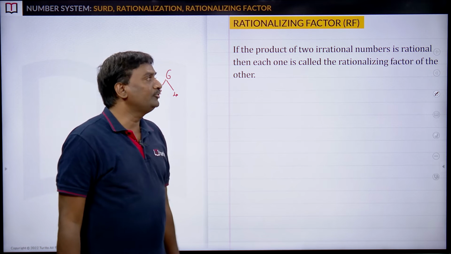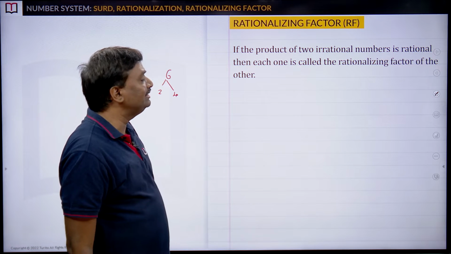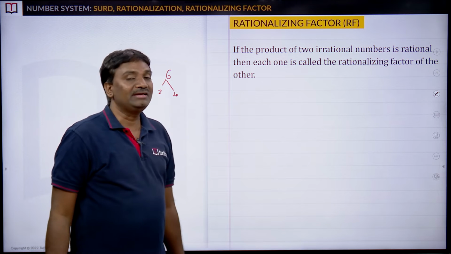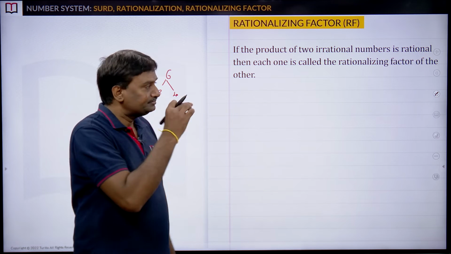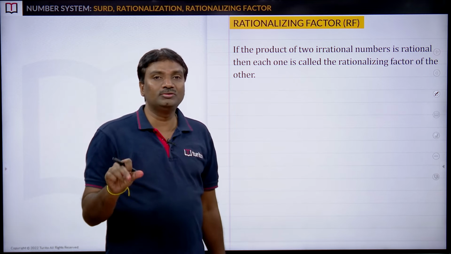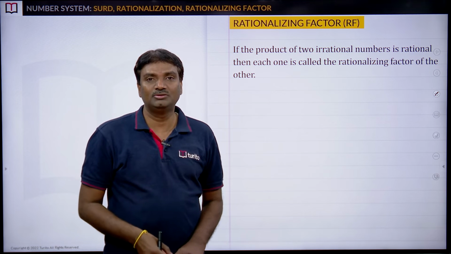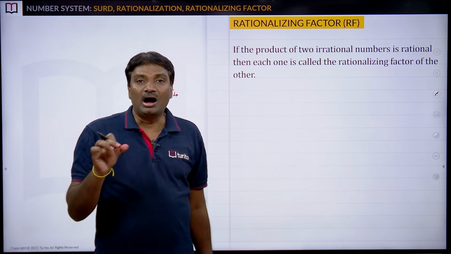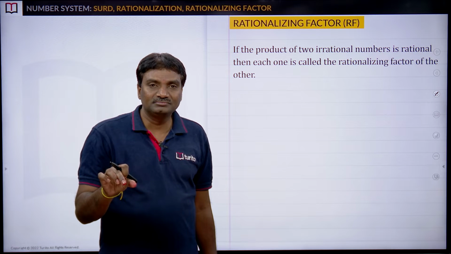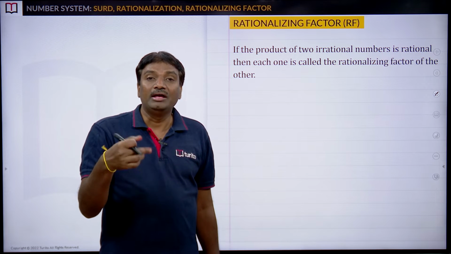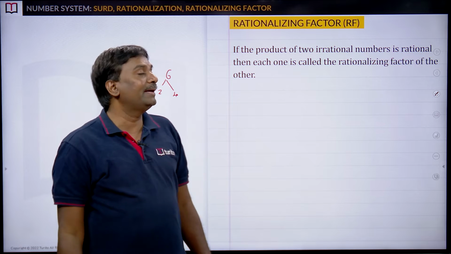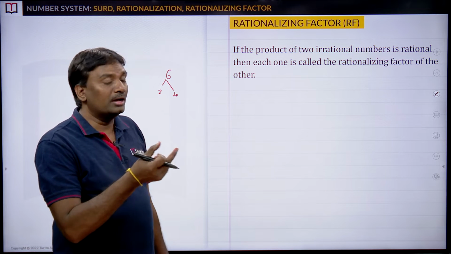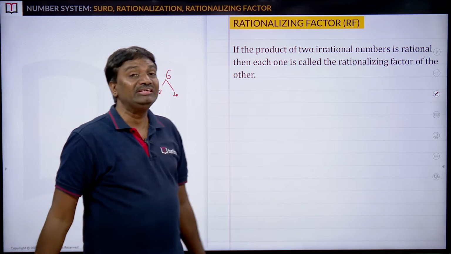If the product of two irrational numbers is rational, then each one is called the rationalizing factor of the other. For example, if we have two irrational numbers, multiply them. After multiplying them, if we get a rational number, then we can say those two are rationalizing factors of each other.